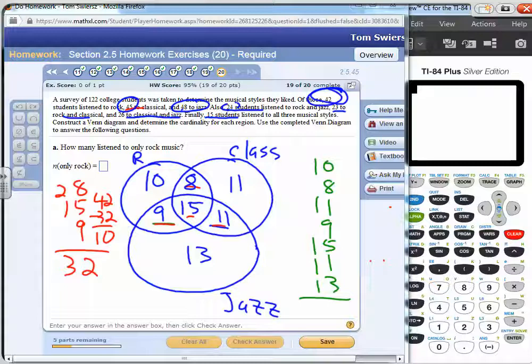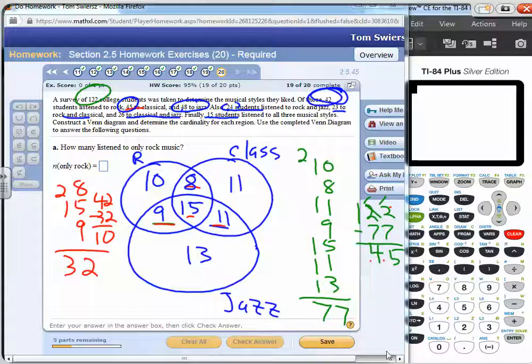So adding all these numbers up, we have 9 and 9 is 18, and 5 is 23, 24, 27, carry the 2, 3, 4, 5, 6, 7. 77, okay? So we have a total of 77. Now the survey is 122. So 122 minus 77 leaves us with a total of 45 that didn't say anything about rock, classic, or jazz.